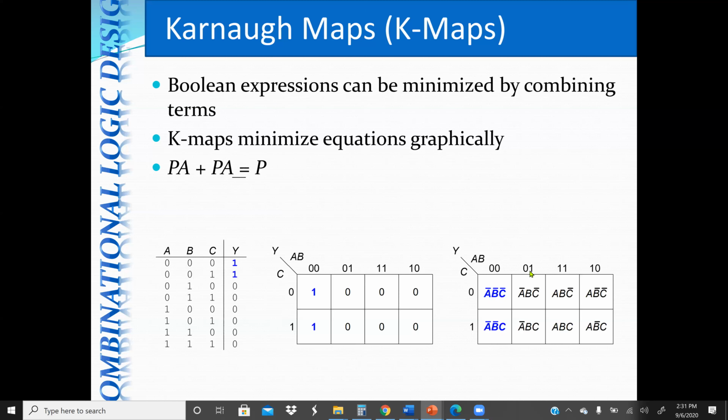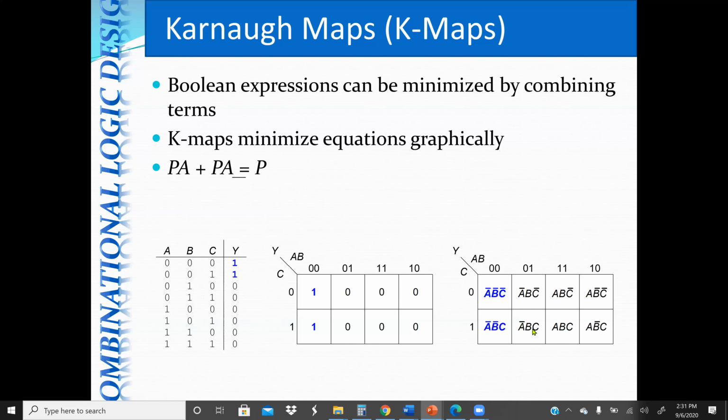Then we have 0, 1, 0, which means it will be third row, 0, 1, and 0. So 0, 1, and 0 means A is invert because A is 0. B is 1, so it's B. C is 0, so it's C invert.